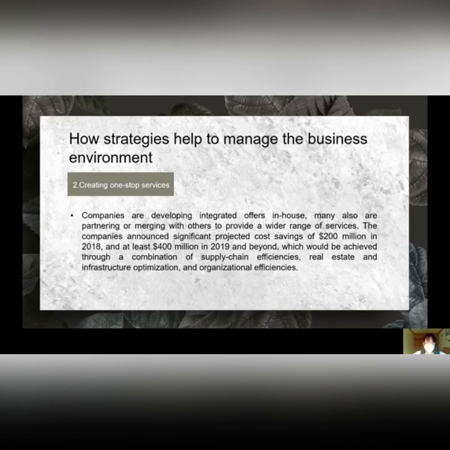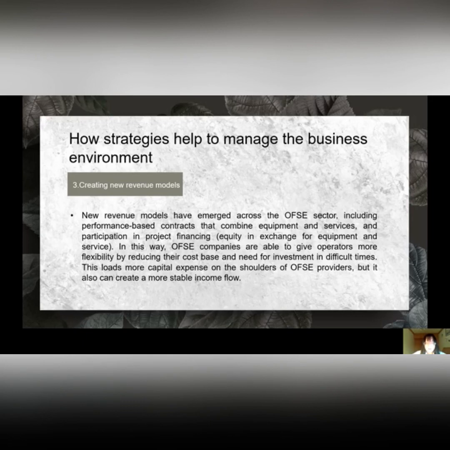The third part is new revenue models, sharing finance risks for future rewards. New revenue models have emerged across the OFSE sector, including performance-based contracts that combine equipment and services, and participation in project financing. In this way, OFSE companies are able to give operators more flexibility by reducing their cost base and the need for investment in difficult times. This loads more capital expense on the shoulders of OFSE providers, but it also can create a more sustainable income flow. This model, however, requires sophisticated financial modeling and intense cooperation, sometimes more than companies can achieve.